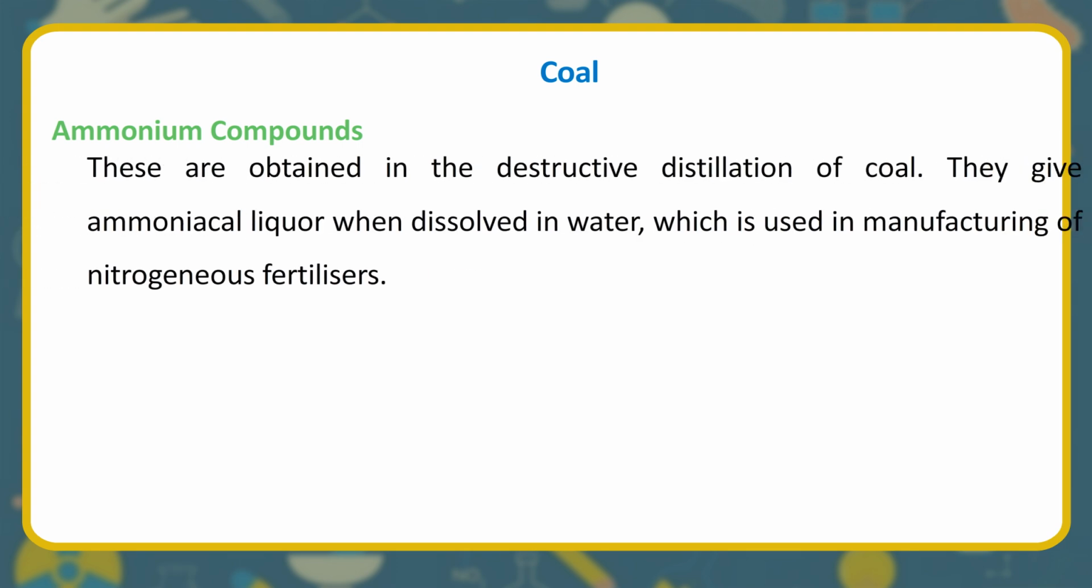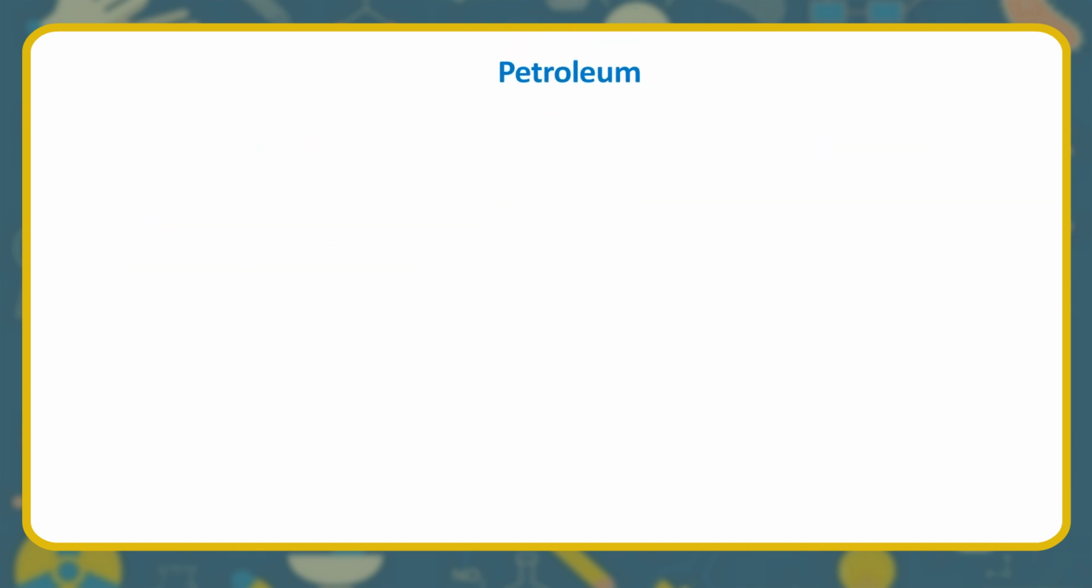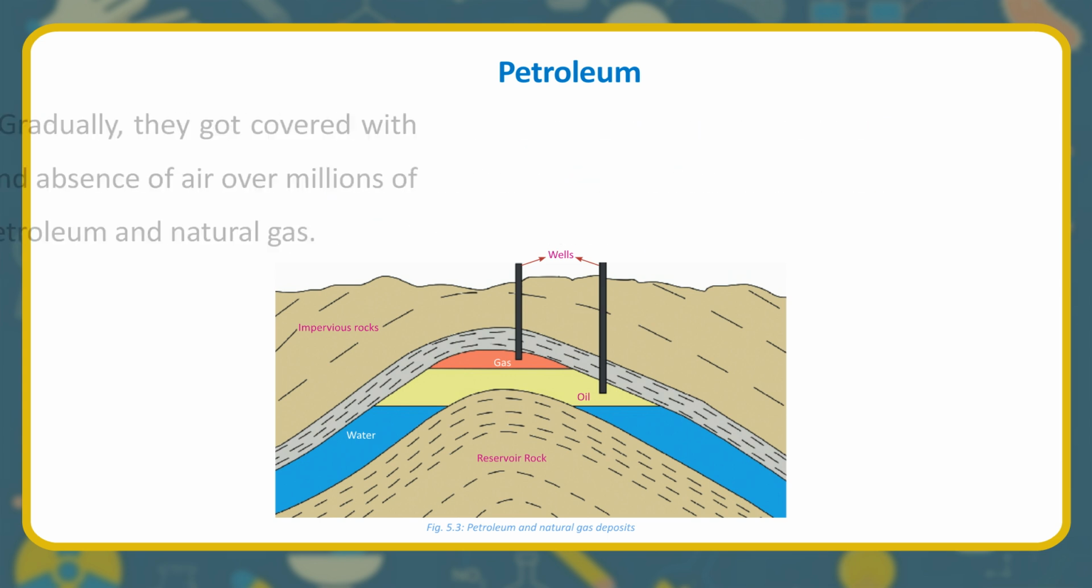Ammonium compounds. These are obtained in the destructive distillation of coal. They give ammoniacal liquor when dissolved in water, which is used in manufacturing of nitrogenous fertilizers. Petroleum. Petroleum or mineral oil is found beneath the layers of rocks. It is a viscous, dark-colored liquid which occurs deep inside the earth. It is formed from the remains of tiny organisms living in the sea that died millions of years ago.